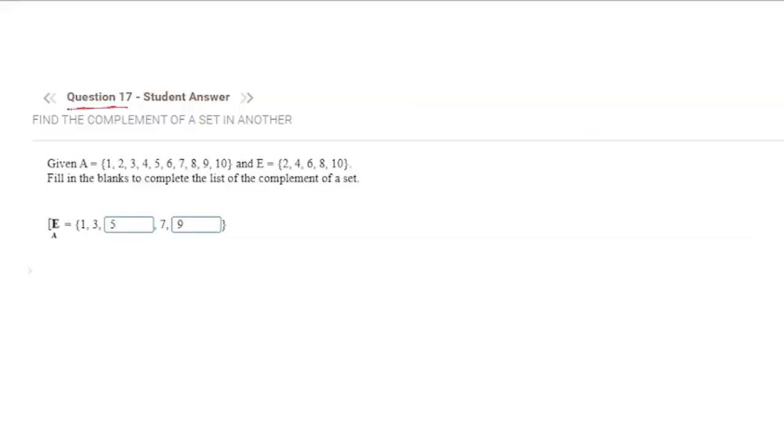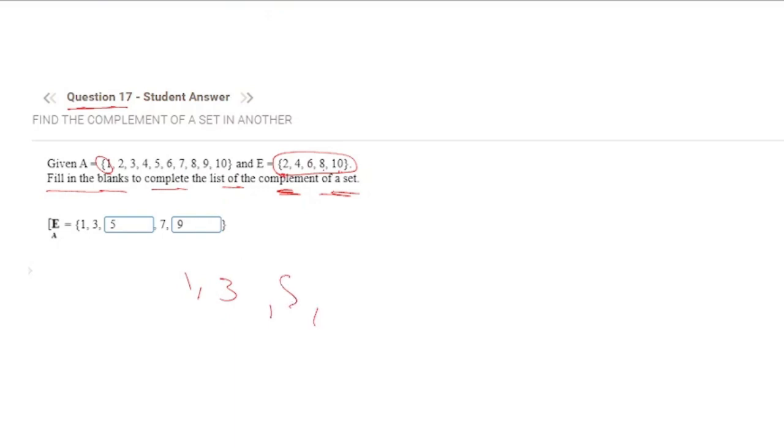Question number 17. Given A 1, 2, 3, 4, 5, 6, 7, 8, 9, 10 and E 2, 4, 6, 8, 10, fill in the blank to complete the list of the complement of a set. So the complement of the set, here we are saying 2, 4, 6, 8, 10. So we'll get the numbers inside set A which are not related to these numbers. So 1 is not in E, so this is the 1. 2 is there in set E. 3 is not there. 4 is there in set E. 5 is not there.